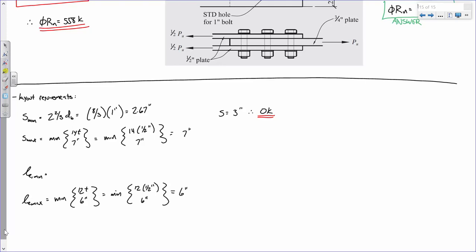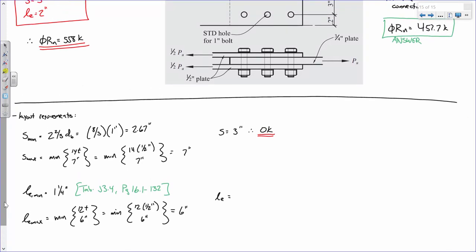Minimum edge distance from center of standard hole to edge of connected part. Now what's our bolt diameter for this problem? 1 inch, so the minimum edge distance is 1 1/4. And this is from table J3.4. Alright, so our edge distance has got to be between 1.25 inches and 6 inches.